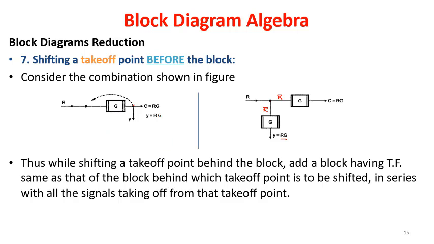Thus, when shifting a takeoff point behind the block, or before the block, the need is to add a block having a transfer function the same as that block behind the takeoff point. Whatever block we had behind the takeoff point has to be added in series with all the signals which you are going to take off. This is what we need to do.